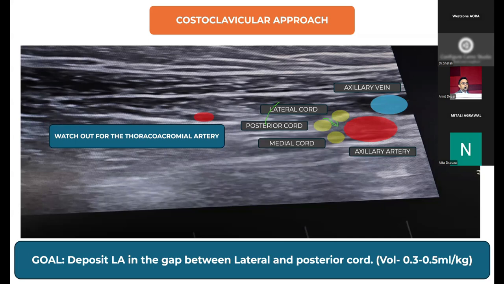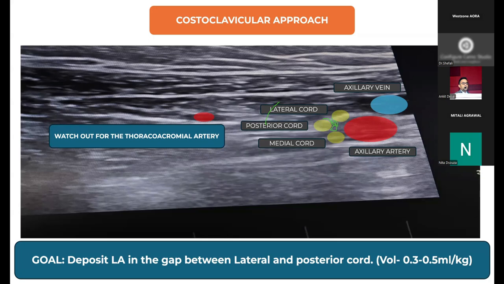between the lateral, posterior, and medial cords, so that your tip is somewhere over here. The advantage of the costoclavicular block is that your catheter tip is somewhere over here, whereas in the lateral infraclavicular block, the tip is somewhere near the posterior cord, but the lateral and the medial cords are further away.